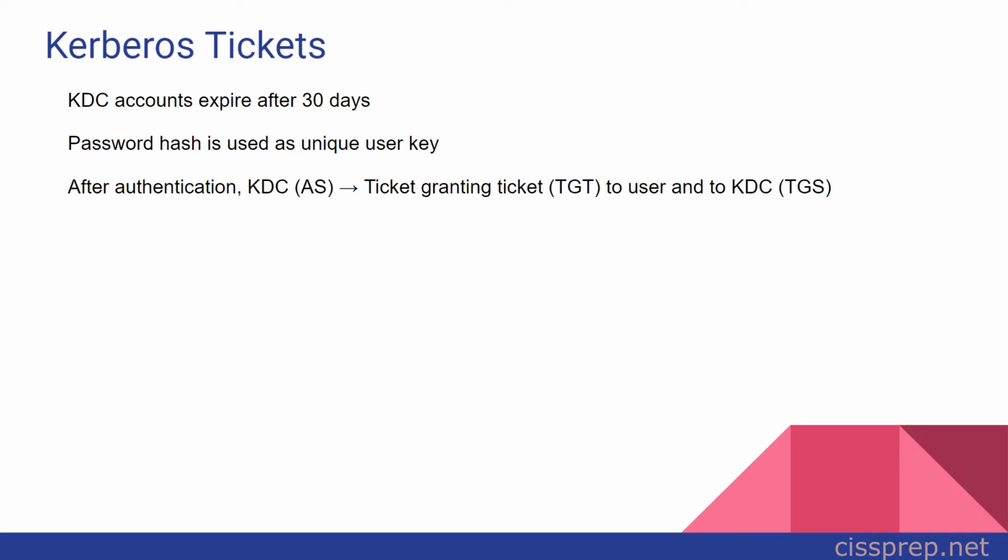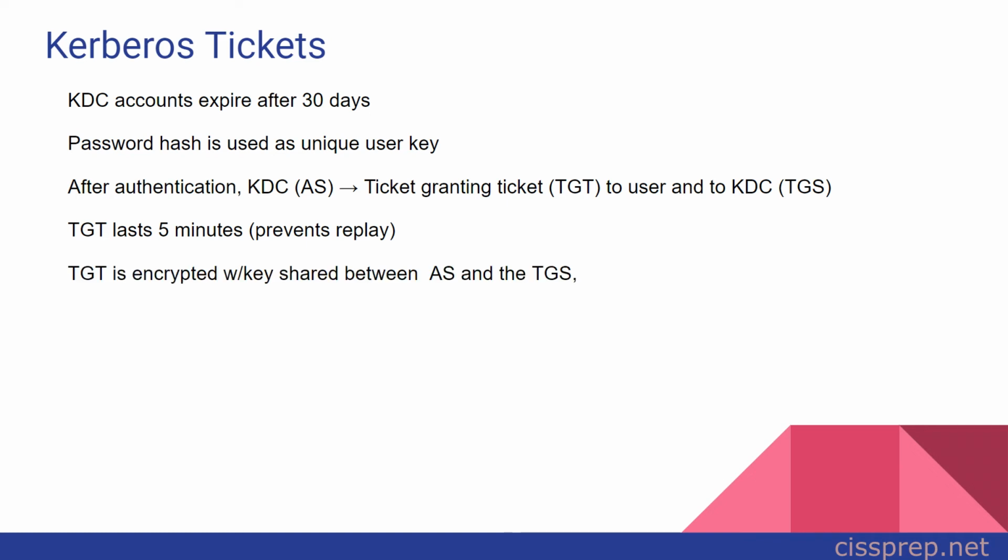After the authentication to the KDC, or the key distribution center, the authentication service, the ticket granting ticket is sent to both the user and the ticket granting service. And I believe the ticket granting service and the authentication service can sometimes be on the same server. Hopefully some of you with experience on that can verify in the comments. Ticket granting ticket lasts 5 minutes to prevent replay.